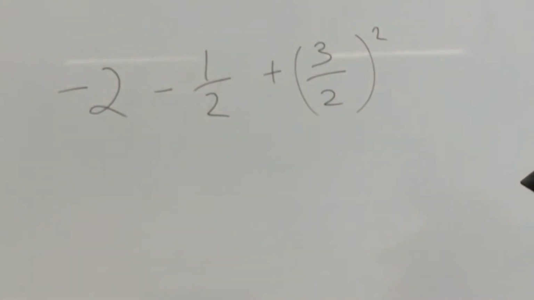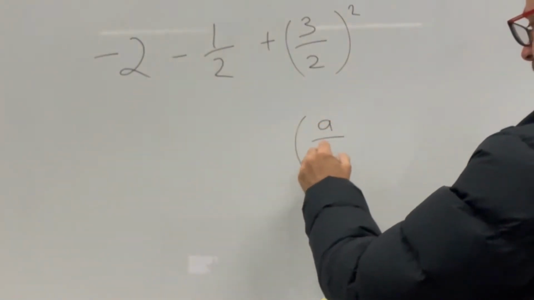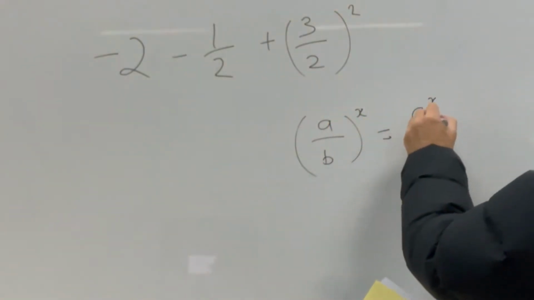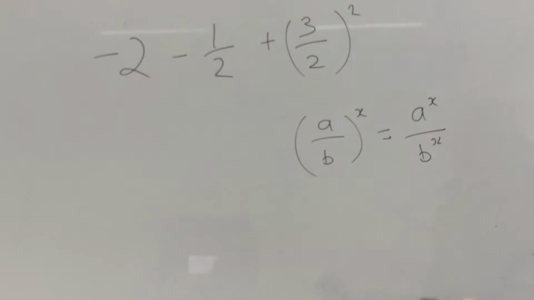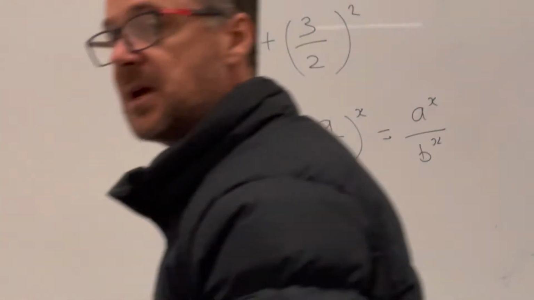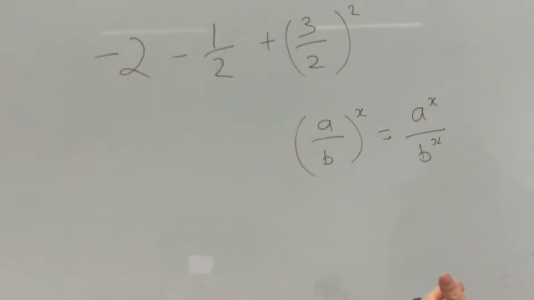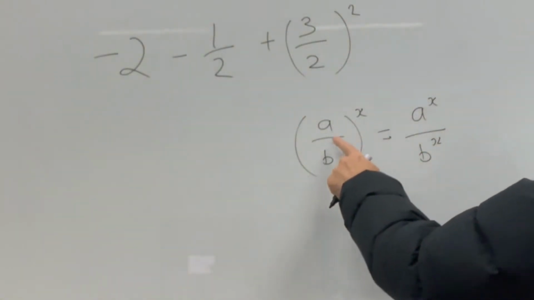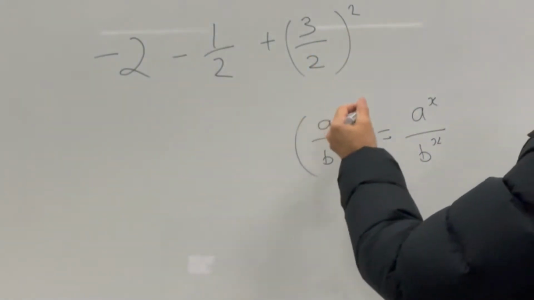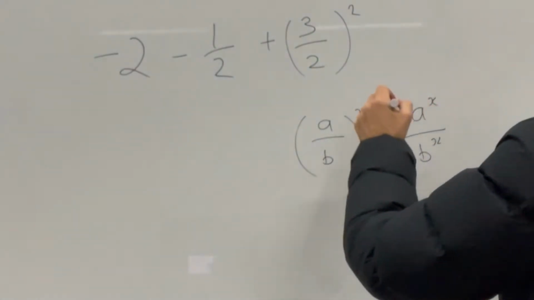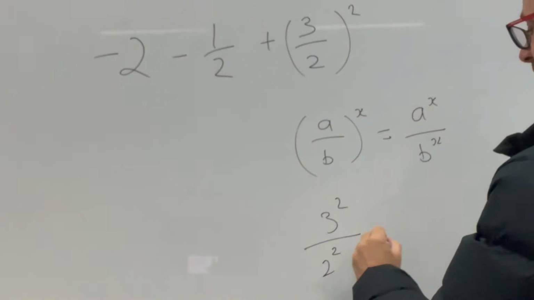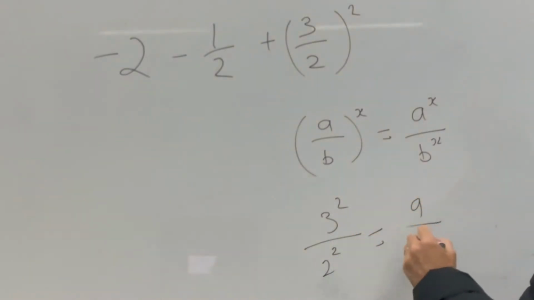So the rule here: (A over B) to the x equals A to the x over B to the x. So always make sure you make use of the formula sheet for these types of questions, because otherwise you might just be guessing. So now we can see that the A in this one is the 3 here, so it becomes 3 squared over the top of 2 squared. So 3 squared is 9 over the top of 2 squared, which is 4.